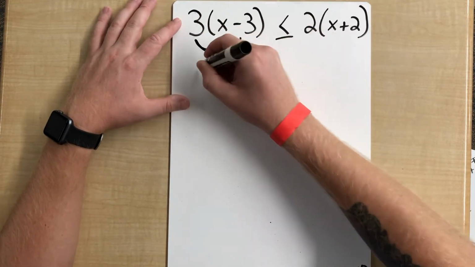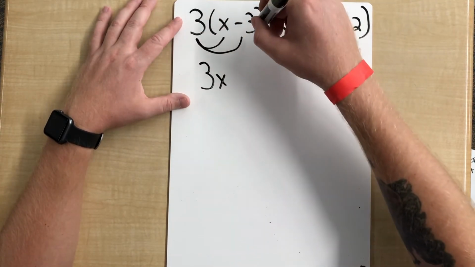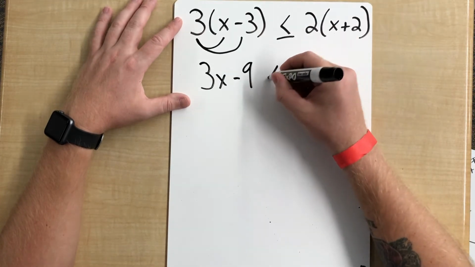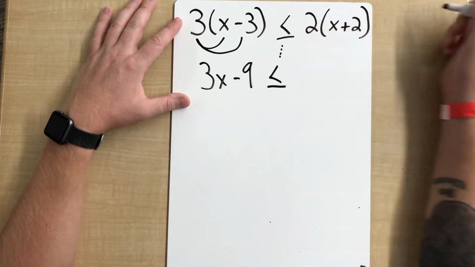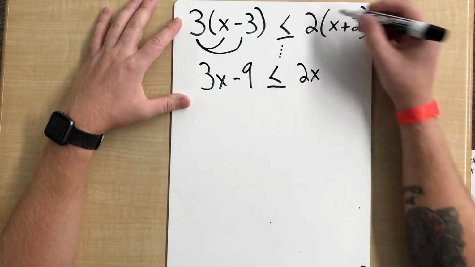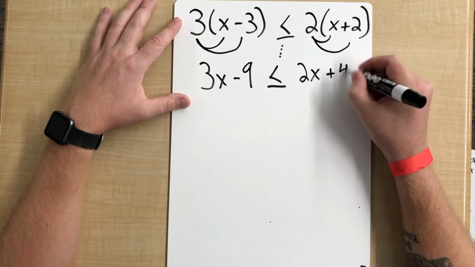Okay. 3 times x is 3x. Right now I'm just simplifying. 3 times negative 3 is negative 9. That less than or equal to sign hasn't changed. I dropped that down. 2 times x is 2x. 2 times 2 is positive 4. Okay, so far so good.